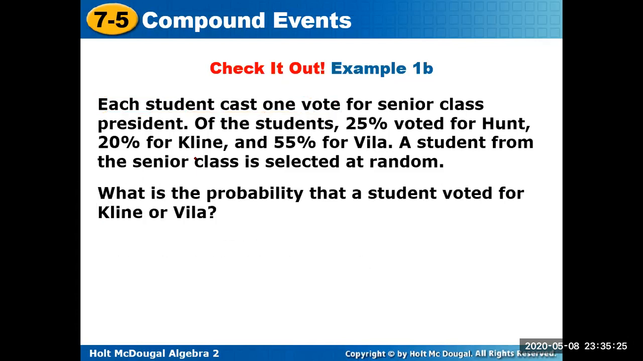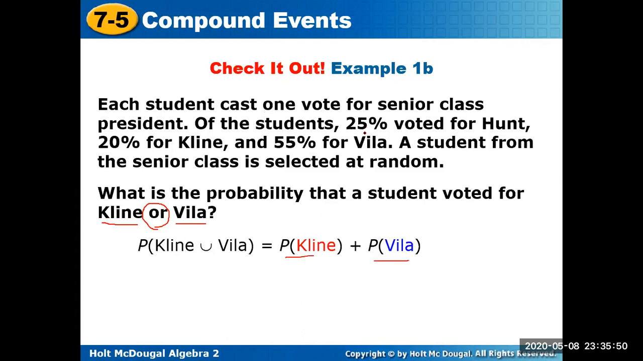Now, what is the probability that a student voted for Klein or Viola? So voted for Klein is event A and voted for Viola is event B, and the word used here is "or". So we know that it is probability of A union B. So probability of Klein plus probability of Viola. The numbers are given in percentage, so we can just directly use the percentage. For Klein it was 20%, and for Viola it was 55%. Just add their probabilities, 20 plus 55, which is 75%.